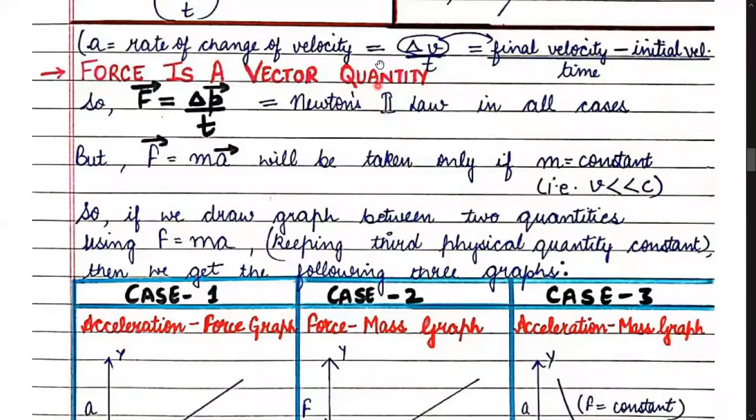Children, force is also a vector quantity, delta P by T. It is a vector quantity, force. And we will be using the formula F is equal to ma in numericals, where m will be taken constant if the body is in motion.